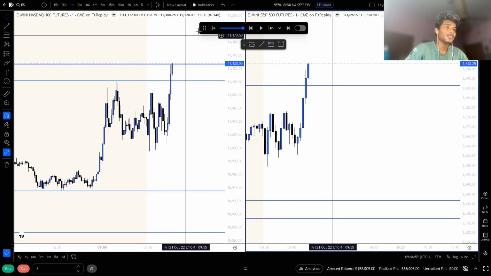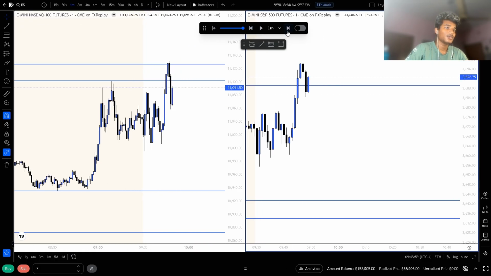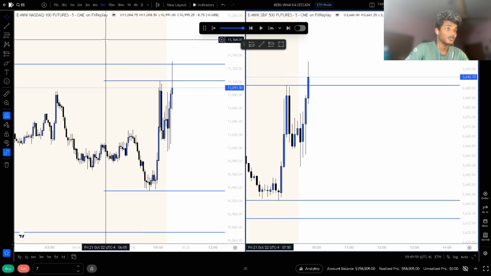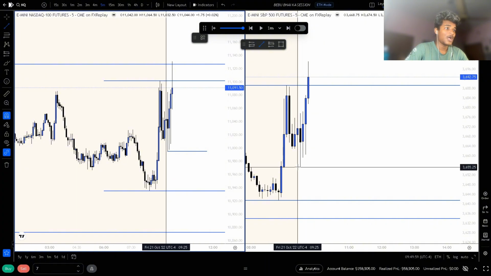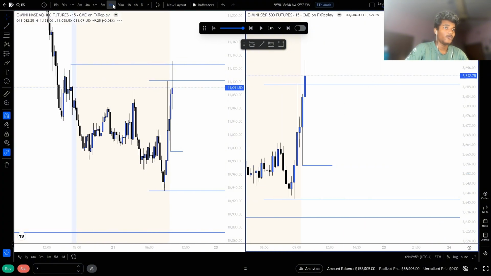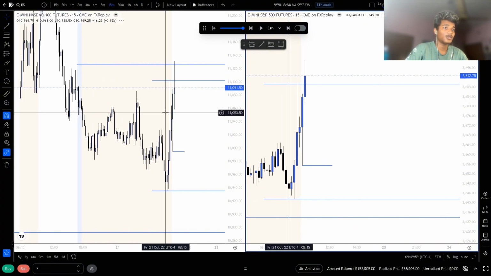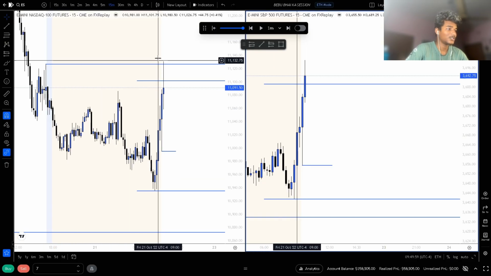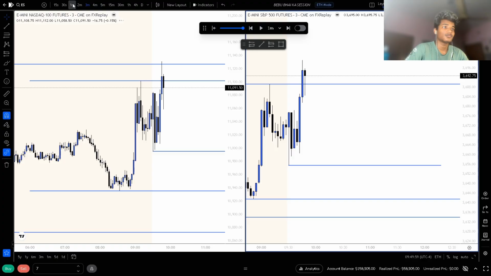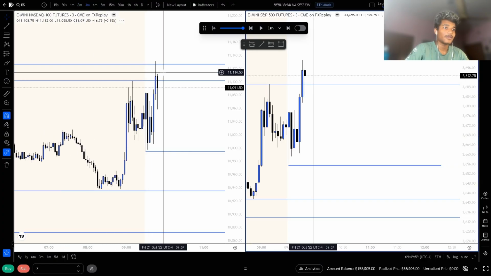A pretty nice AMD setup may form if we get an inversion here, and I will take that. Okay, if we get an inversion here, I will absolutely take that. For real, bro. I will take that. Highest time frame is gonna be this 3 minute.